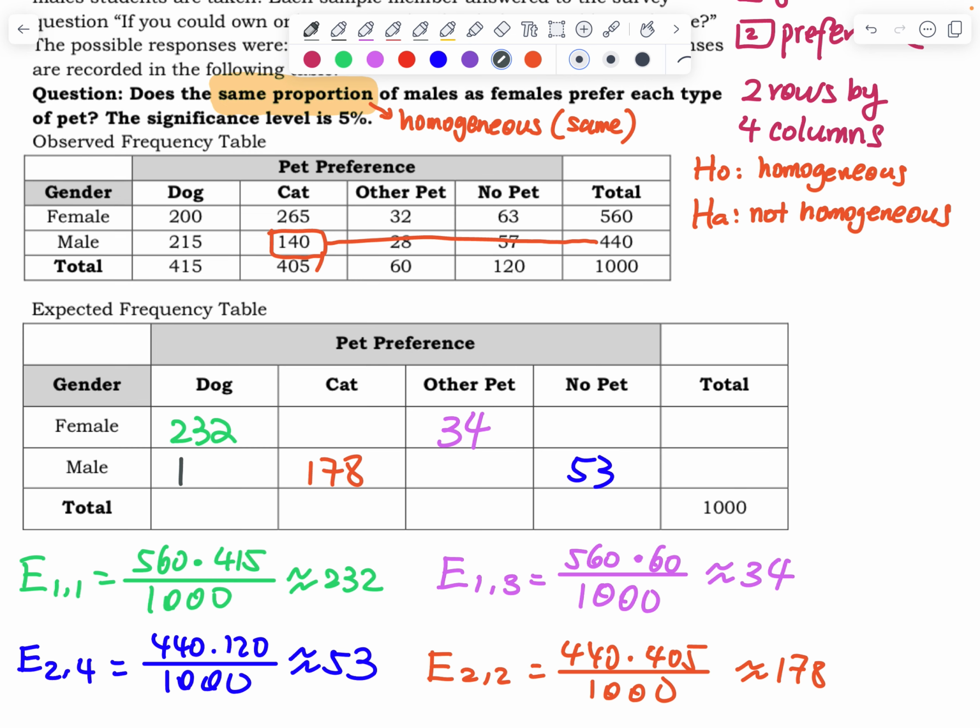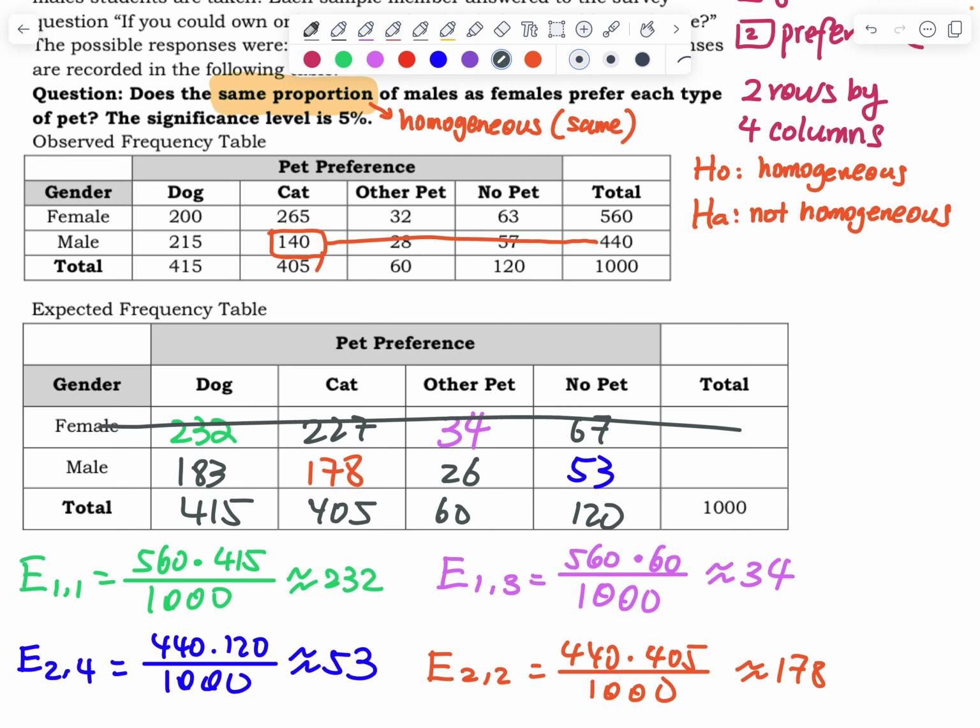This is a 183. When you add them, this is equal to 415. And then this is a 227, female and cat. Add the 178, you get the 405. Male other pet, this is a 26, add them, 60. Female no pet, 67, add them, and then 120. Then you add each row, you will get 560 plus 440, that is equal to exactly 1000.